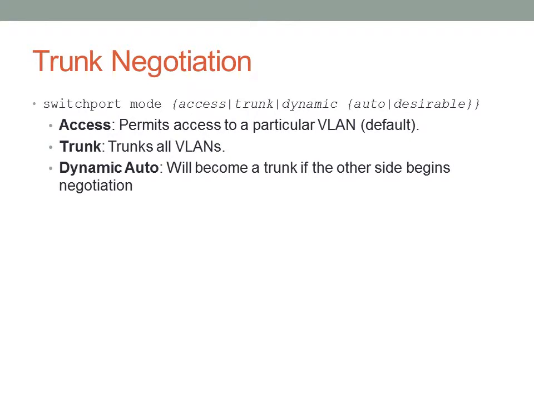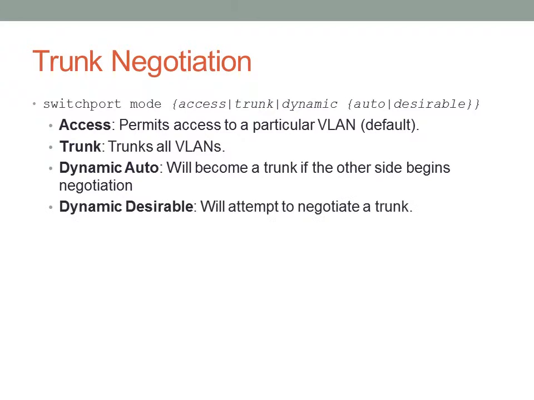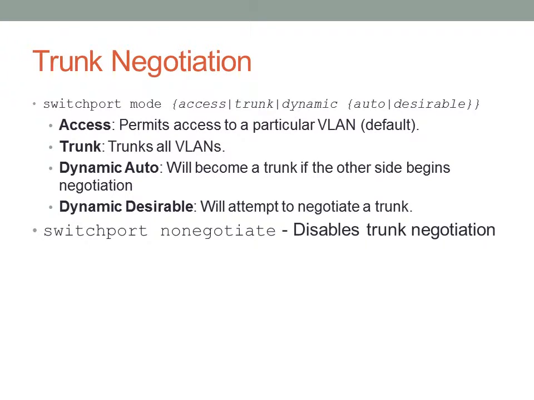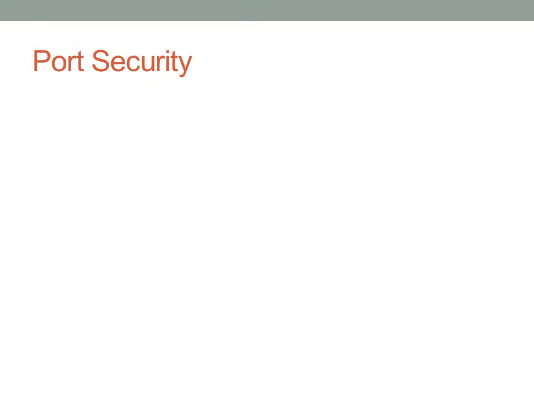Dynamic auto will become a trunk if the other side begins negotiation, so it will try to become a trunk, but if that's not possible, it will default to an access mode. Dynamic desirable will actually attempt to initiate negotiation. So if you want to make sure that you have a trunk port on two dynamic ports, you'll want to make sure that at least one side is configured as desirable. For example, if you were to have both sides configured with dynamic auto, the negotiation would not take place, and both ports would default to being access ports. You can also specify switchport nonegotiate, which will completely disable the trunk negotiation process.